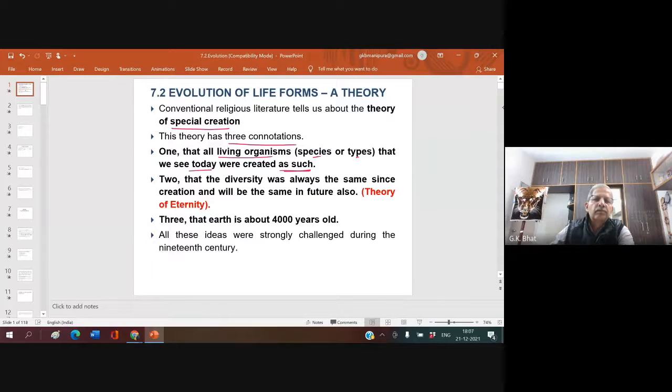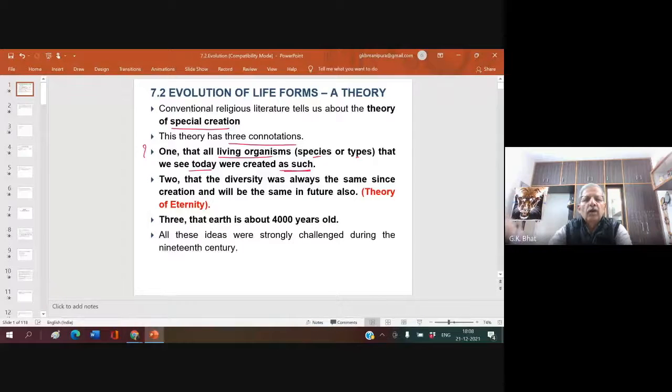Do you agree with this? All living organisms that you see today were created as such. That means right from the beginning of life on this earth, human beings were like that? Or whatever diversity of organisms you can observe in and around you, they were all there right from the beginning? Do you agree or disagree?